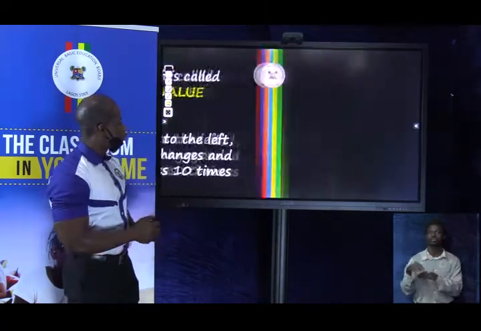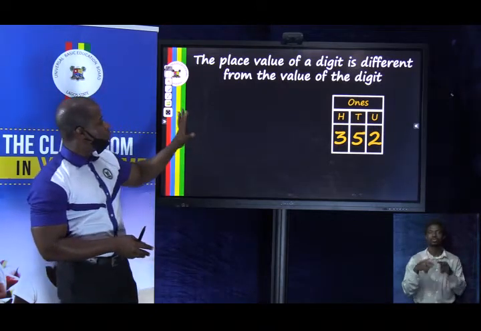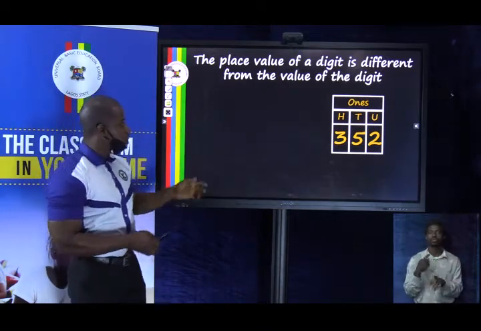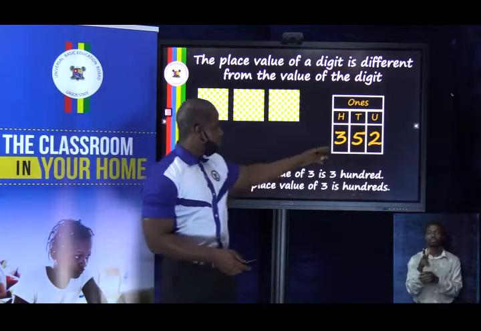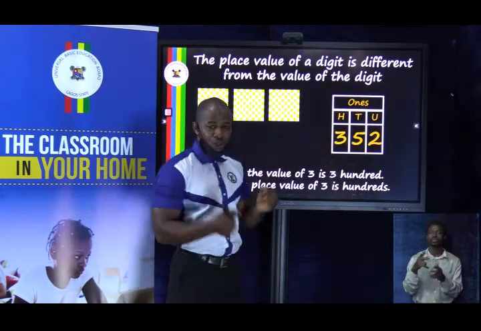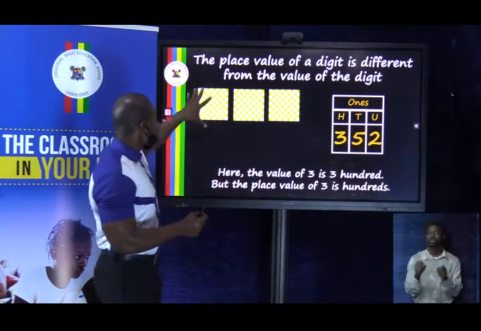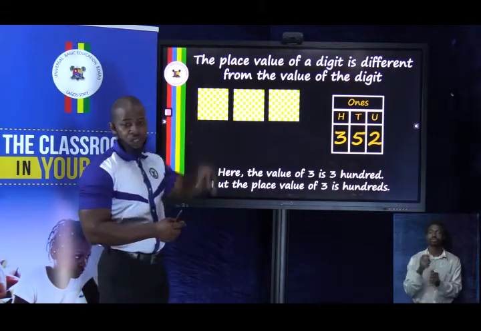Let's move on. Now, here is an example of what we're talking about. The place value of a digit is different from the value of the digit. In this case, the value of 3 is 300, and that is because we're not talking about ordinary 3 squares. We're talking about these bigger squares that have 100 squares each inside.